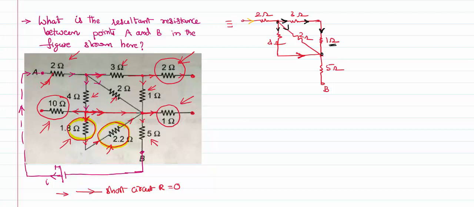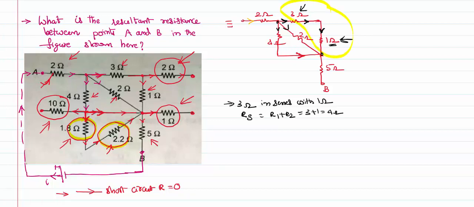That means 3 ohms, that is this resistance, is in series with the 1 ohm, that is this one. When the resistors are in series, we know the effective resistance is R1 plus R2, that is 3 plus 1, that is equal to 4 ohms. That means instead of these two resistors, I can just draw one 4 ohms itself.